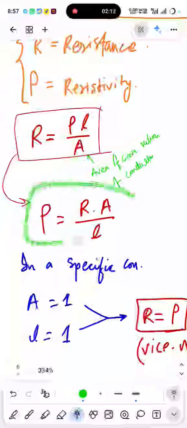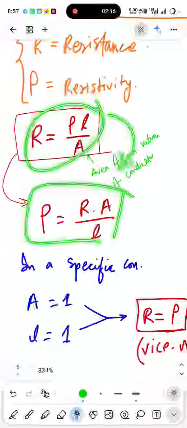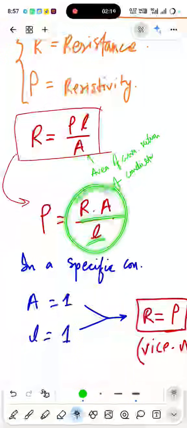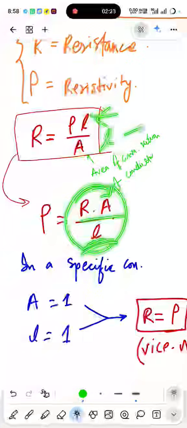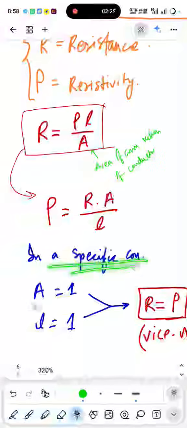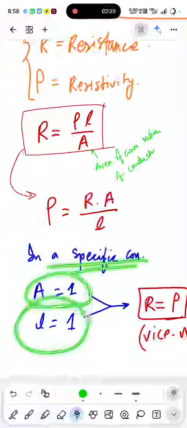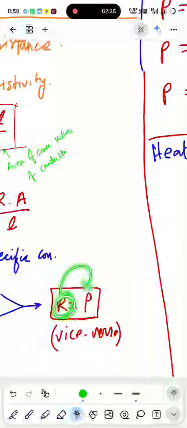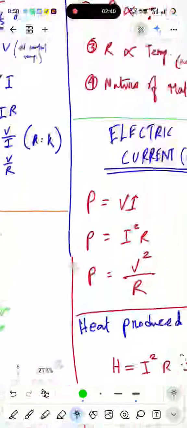Then from this formula we can find the resistivity, that is RA by L, that is resistance multiplied by area of cross section by length of wire. L is the length of wire. Now in a specific condition, that is if area is 1 and length is 1, then we will get a very interesting thing, that is the resistance will be its resistivity, and vice versa, resistivity will be its resistance.